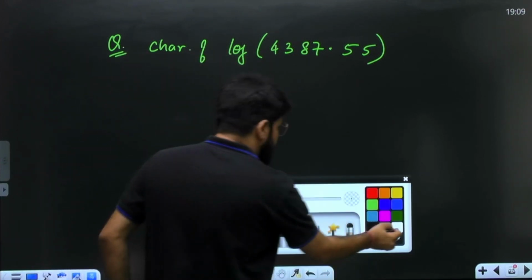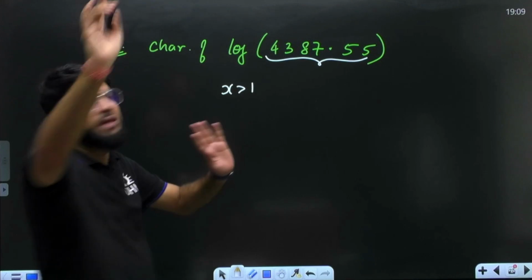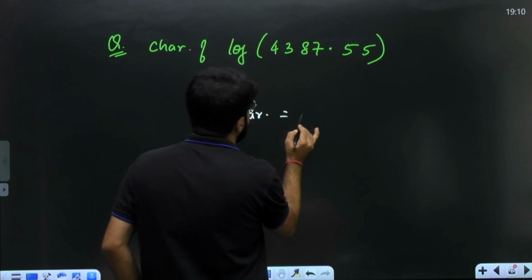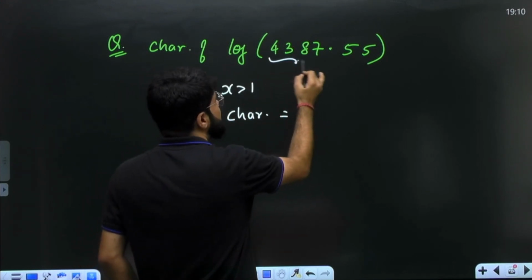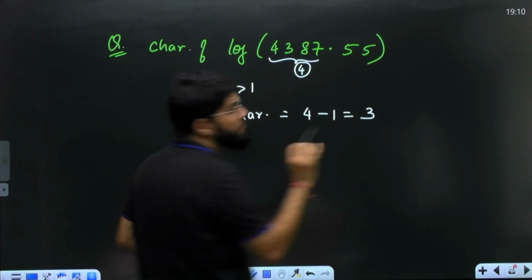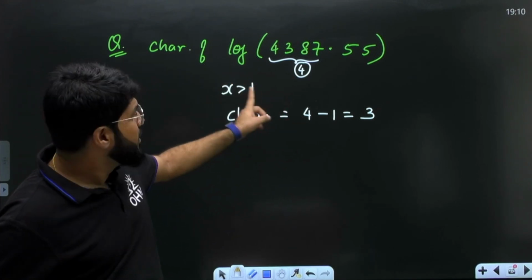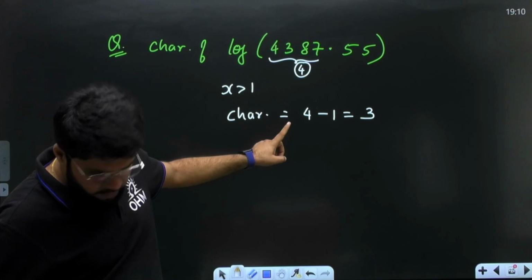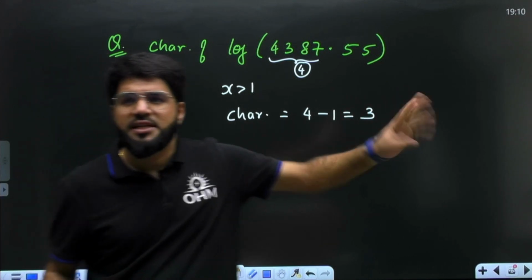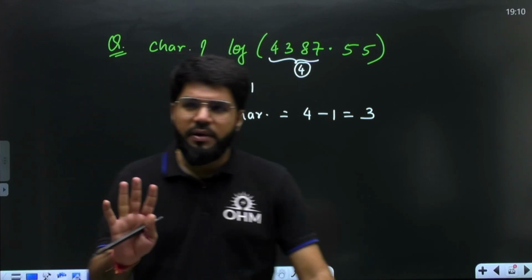Now you see here, it is the case of x greater than 1. Whose log is taken? 4000 something, which is greater than 1. Because it is greater than 1, the characteristic is given by the number of integral digits minus 1. These are 4 digits, so it is 3 without a calculator. Even if I tell you the actual value of log 4387.55 from the calculator, 3.64, the integral part, floor value, is 3. So without a calculator, now at least you can comment on the characteristic.